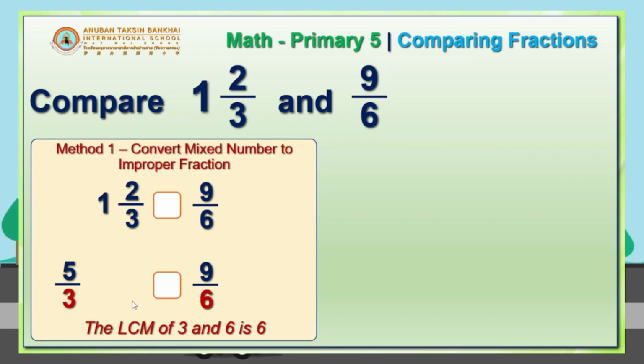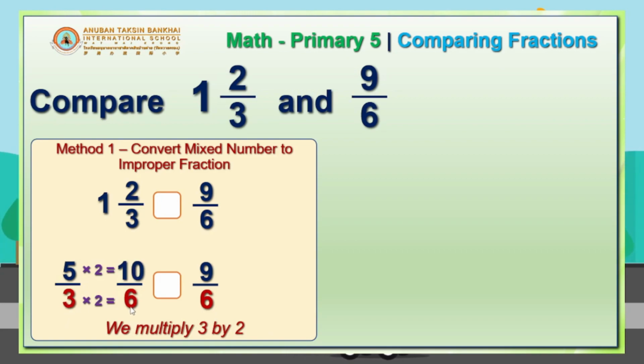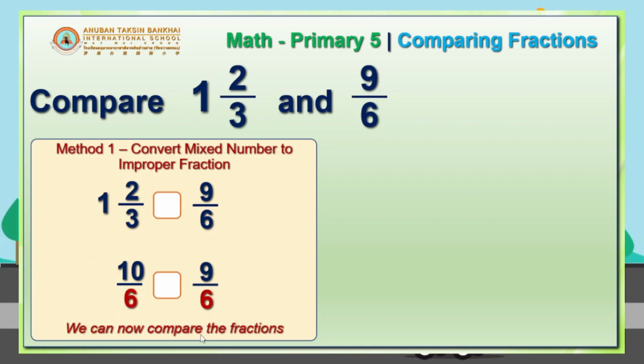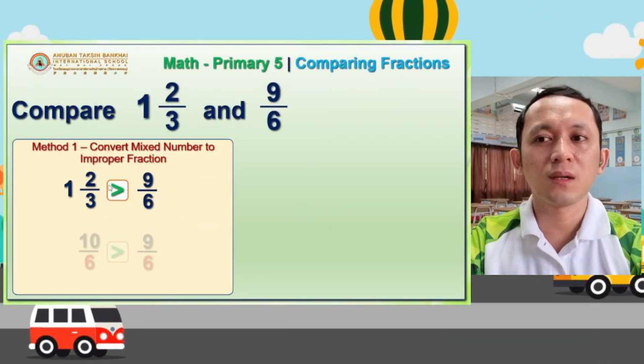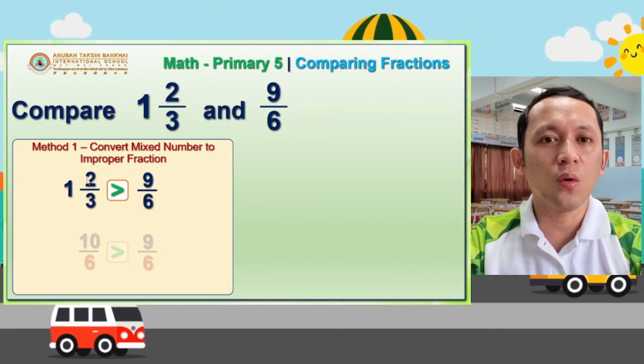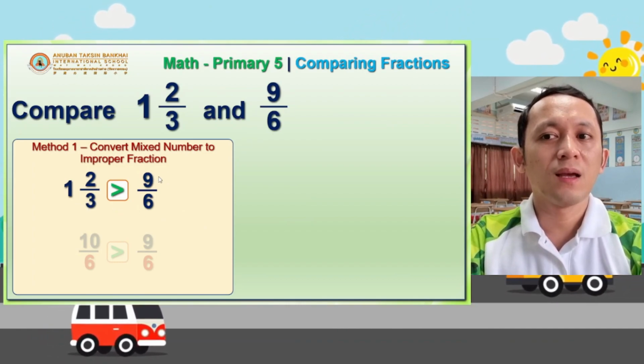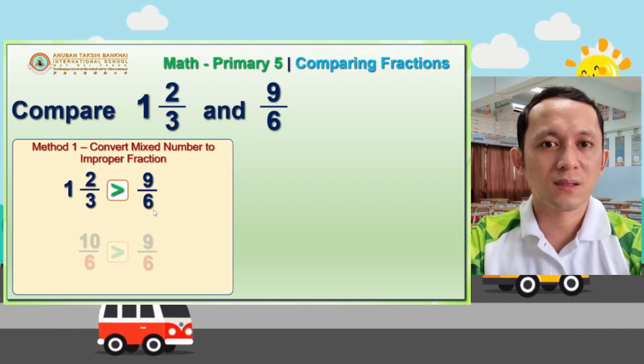So now let's change 3. We multiply it by 2 to make it 6. So therefore, we have 5 times 2 is equal to 10, and 3 times 2 is equal to 6. So our denominators are now the same, so we can now compare these two fractions. Of course, we can say that 10 is greater than 9, so therefore the answer is greater than. Going back to our original numbers, we have 1 and 2 over 3 is greater than 9 over 6.